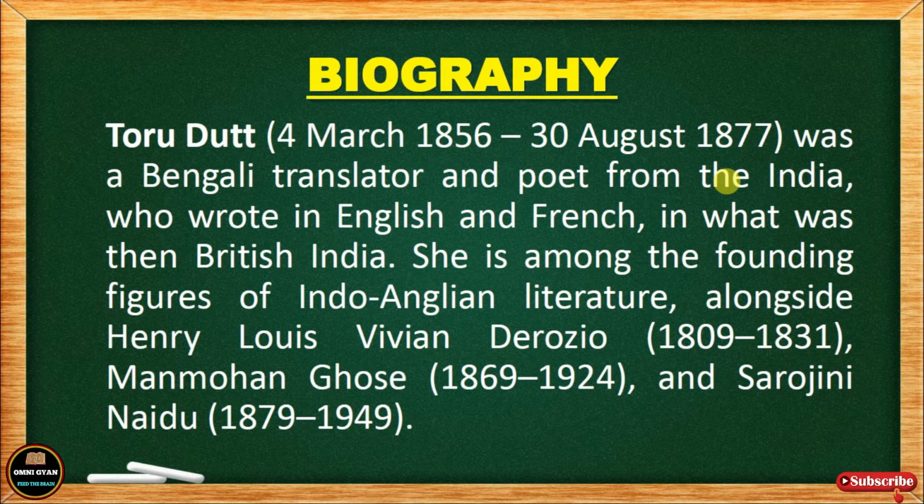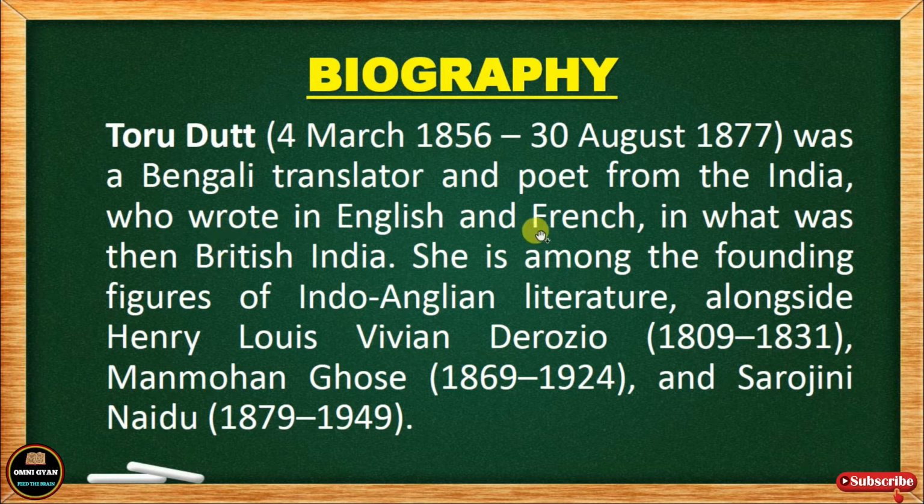And sometimes she is compared with John Keats also. John Keats is an English poet who died at the age of 25, a very tender, very young age. And she was a Bengali translator and poet from the Indian subcontinent, from India, who wrote in English. She translated things from Bengali to English, and she wrote poems in English actually, okay?